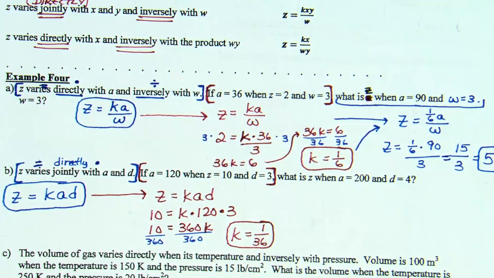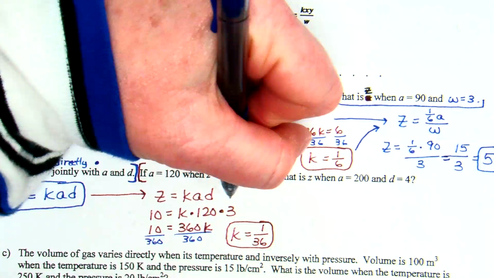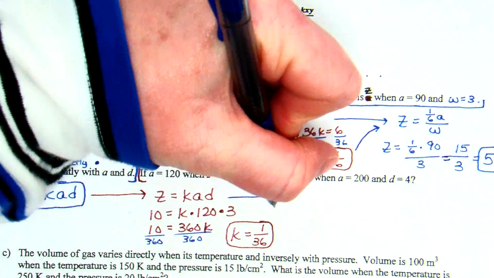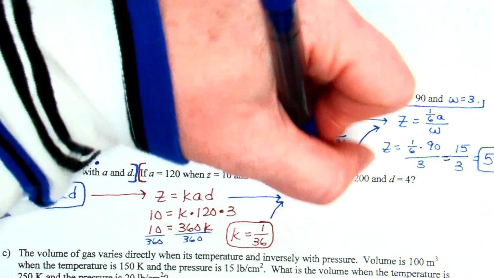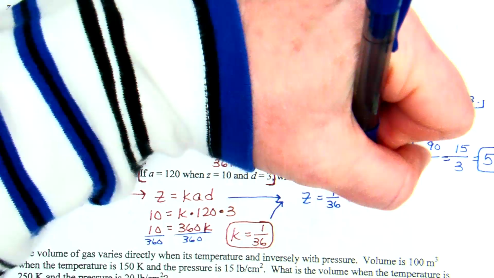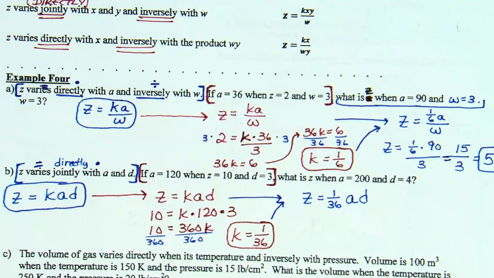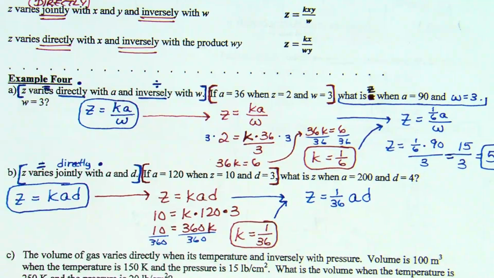So what do I use to begin the next part of the problem now? We're going to use that Z equals CAD, but instead of Z equals CAD now, my equation is officially Z equals 1/36 A times D, because my K is now A times D.